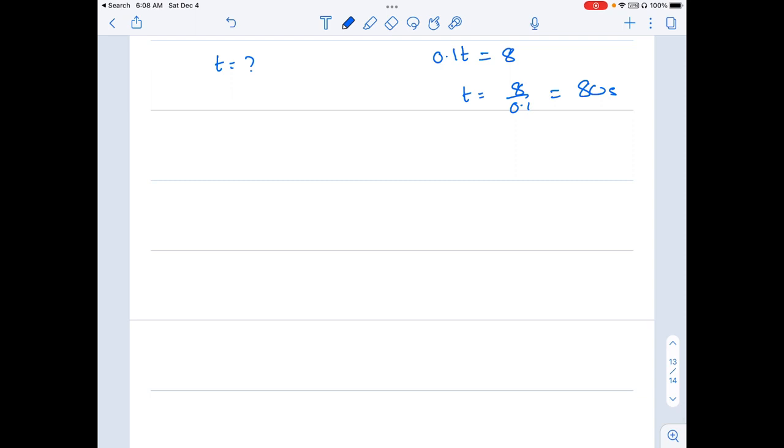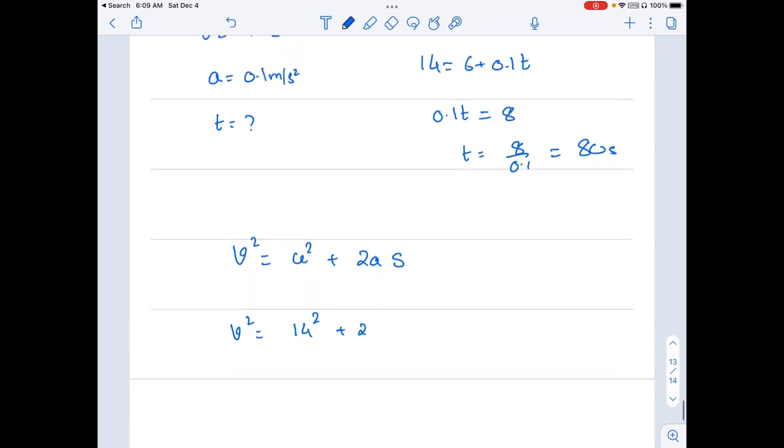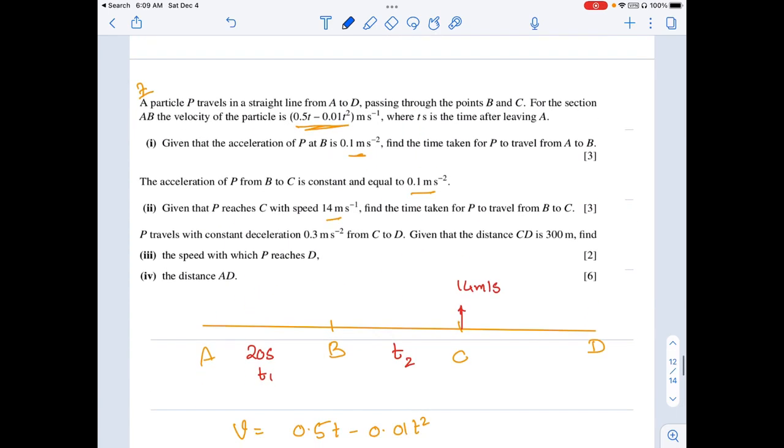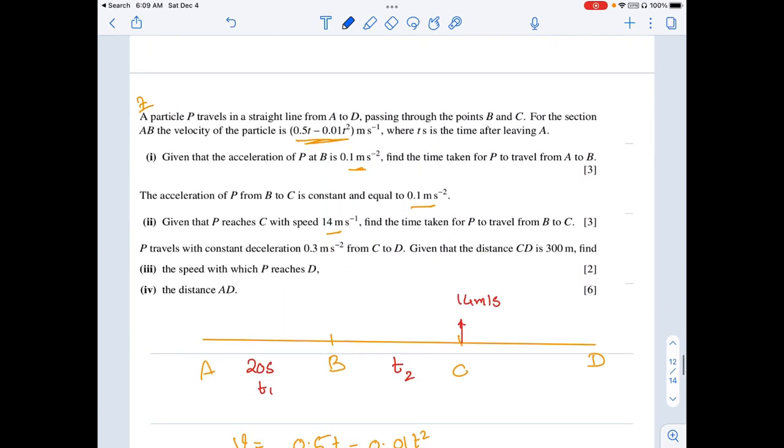So V squared is equal to U squared plus 2as. I need to know the V squared value, where U, the initial velocity from C to D, is 14, plus 2 times acceleration times distance. Do we know the distance from C to D? For that, P travels with a constant deceleration of 0.3 and the distance CD is 300 meters.